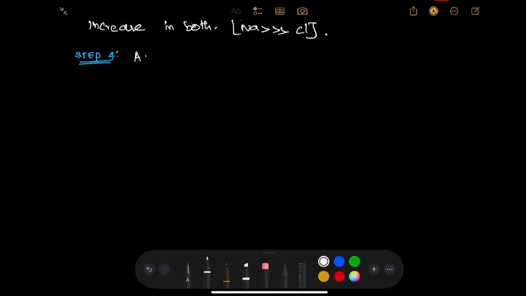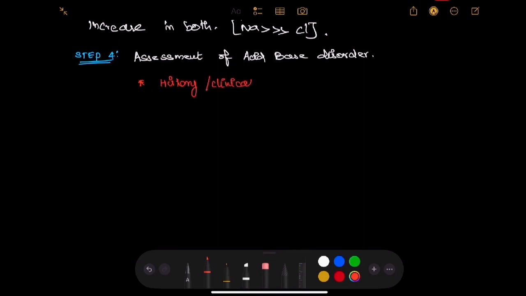So after assessing the hydration status, oxygenation and validity, only then are we going to assess the acid-base disorder. In the fourth step of assessing the acid-base disorder, we are going to identify the acid-base disorder by the traditional method.